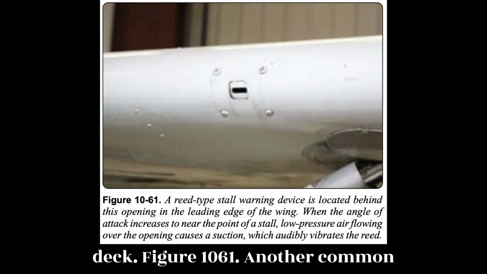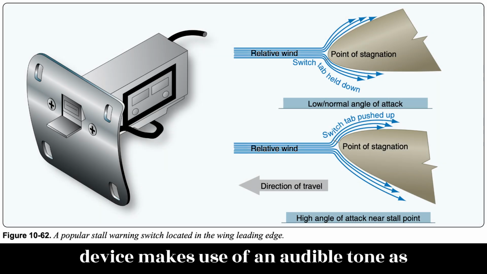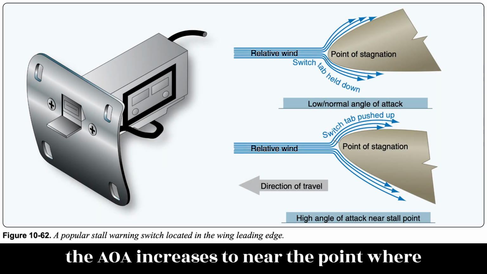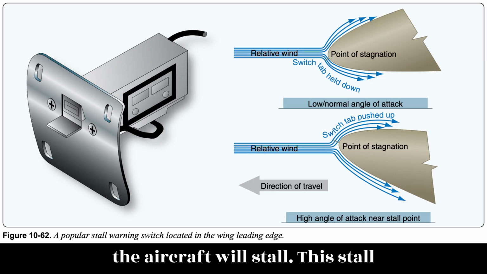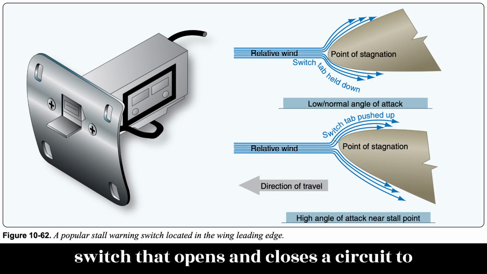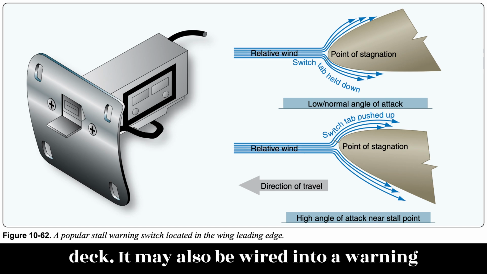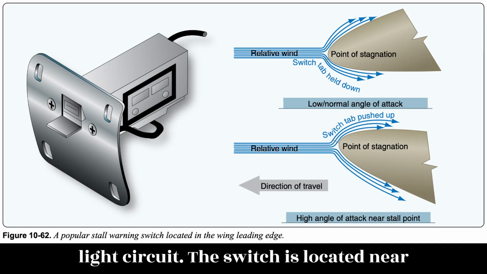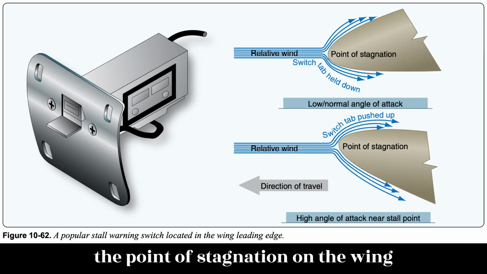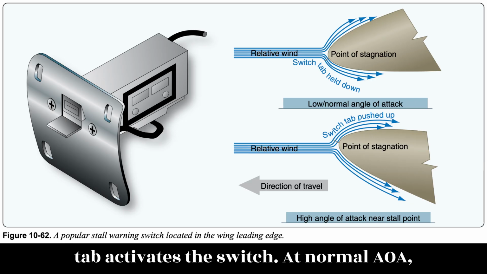Figure 10.61. Another common device makes use of an audible tone as the AOA increases to near the point where the aircraft will stall. This stall warning device includes an electric switch that opens and closes a circuit to a warning horn audible in the flight deck. It may also be wired into a warning light circuit. The switch is located near the point of stagnation on the wing leading edge. A small lightly sprung tab activates the switch.